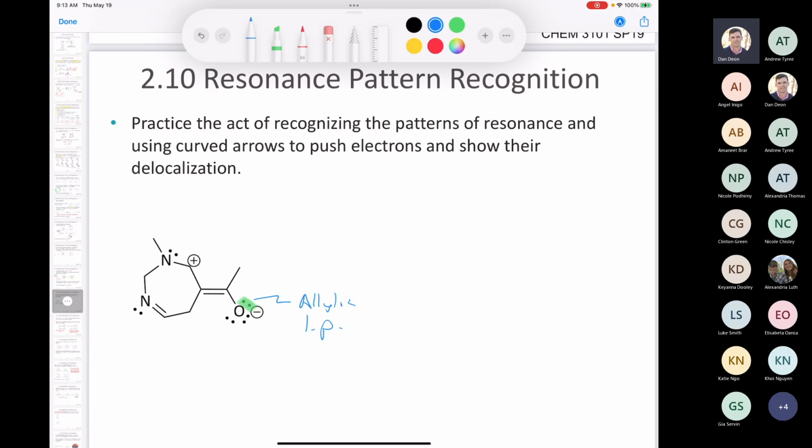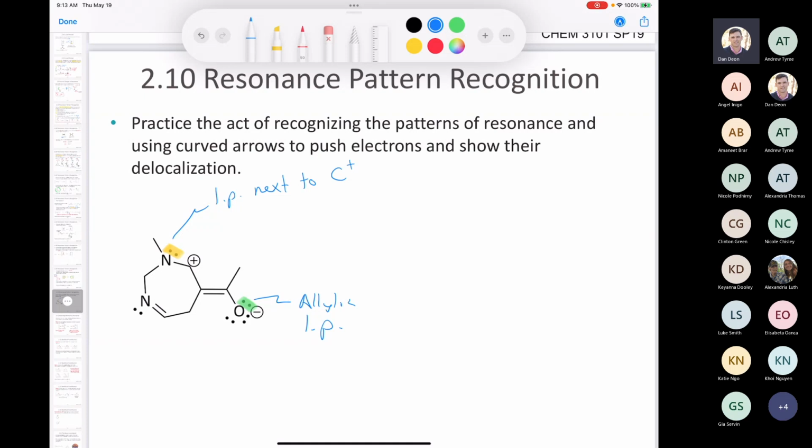Hey, I've got another one for you. Is there a pair of electrons adjacent to a carbocation anywhere in here? Yeah, absolutely. Yes. So we'll label this as lone pair next to, or adjacent to, carbocation. So I'll just put C+ for a carbocation.